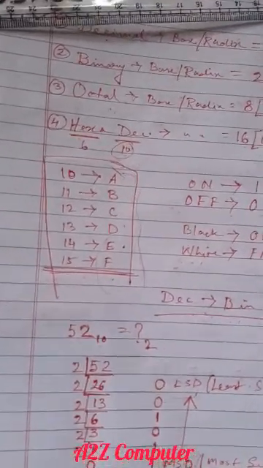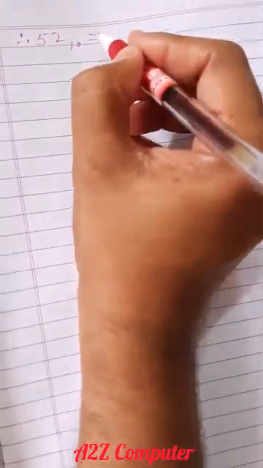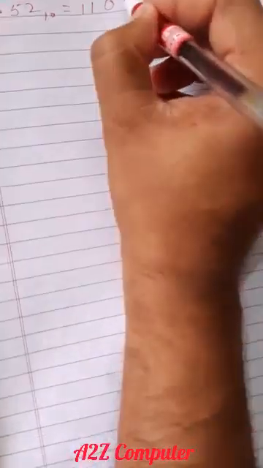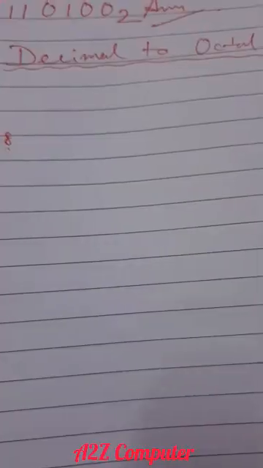So the answer we will write. The answer I am writing in the next page. So how to write the answer? You will write the answer like this. Question was 52. So 52 base 10 is equal to 110100 base 2. So this is the answer.